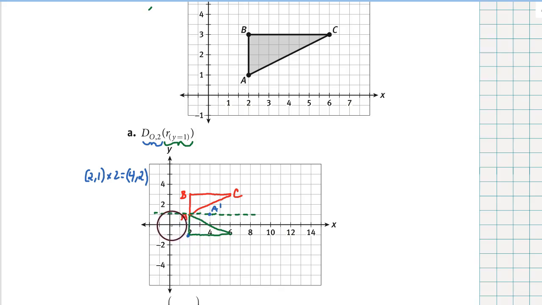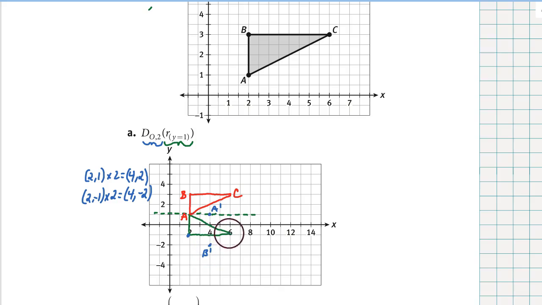This dot is located at 2, -1. When we times by the scale factor of 2, that creates the ordered pair 4, -2. Let's locate that over 4 and down to -2. There's that dot, and that is B prime.